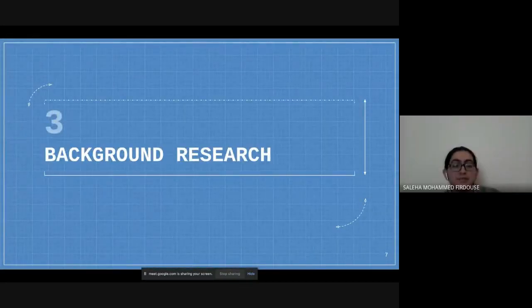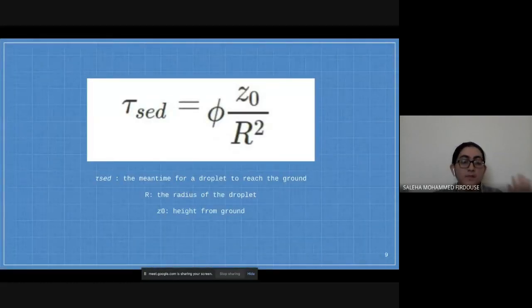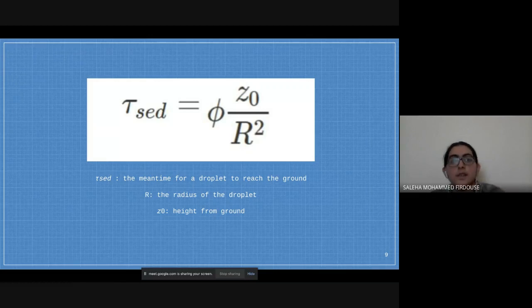Our background research. So we found many physics equations that could help us answer several questions. The first question we were able to answer was how long would it take for a virus-containing droplet to contaminate a surface by gravity? So this is the equation. We had a numerical example of this equation where we used a man of approximately 1.5 meters of height and a radius of about 10 micrometers, which took about 1.3 seconds to contaminate a surface.